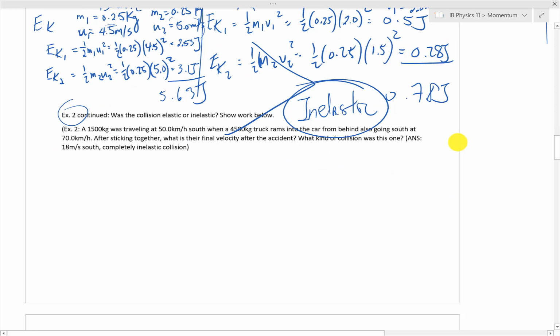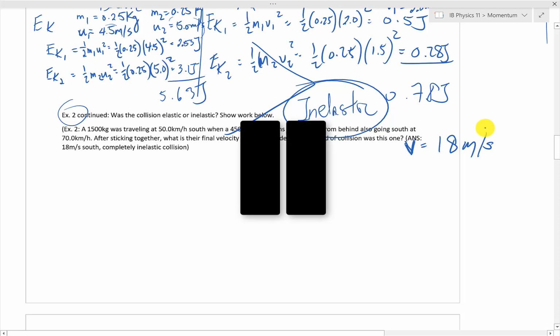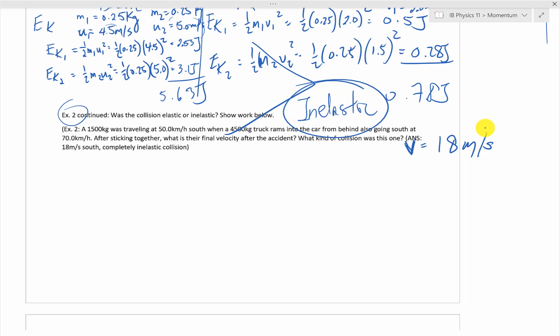Okay, and if you don't remember the final velocity of our system after the two cars ram into each other, we know that the final velocity was 18 meters per second, according to our previous video. So good time to pause the video. Now I'm going to do the solutions on fast play.